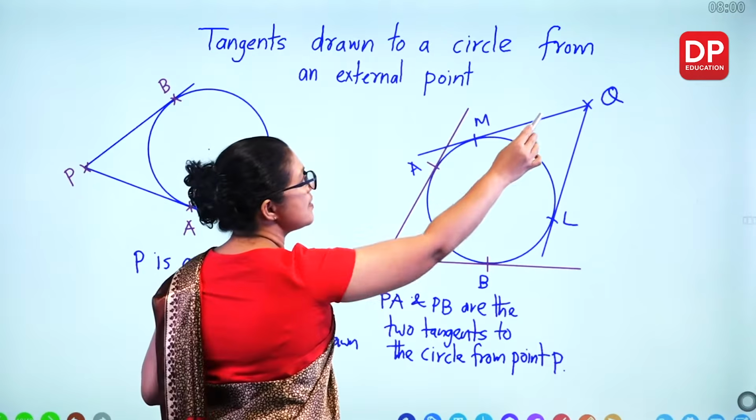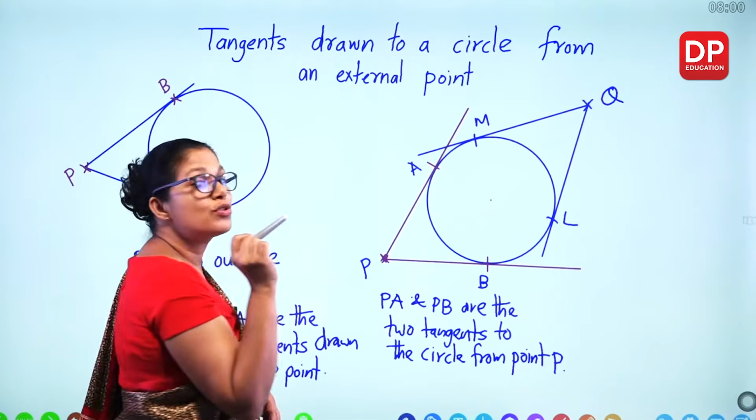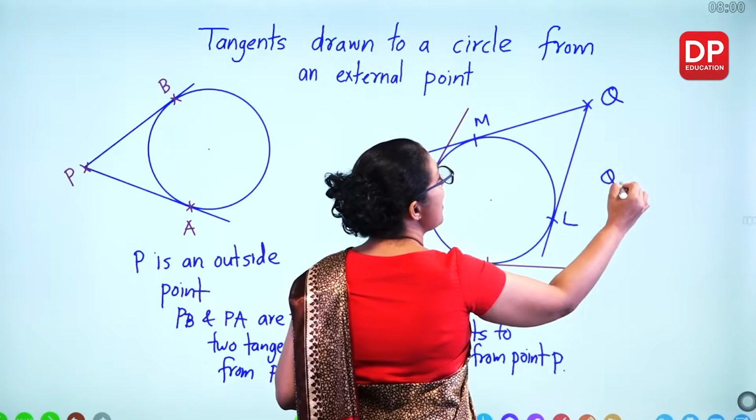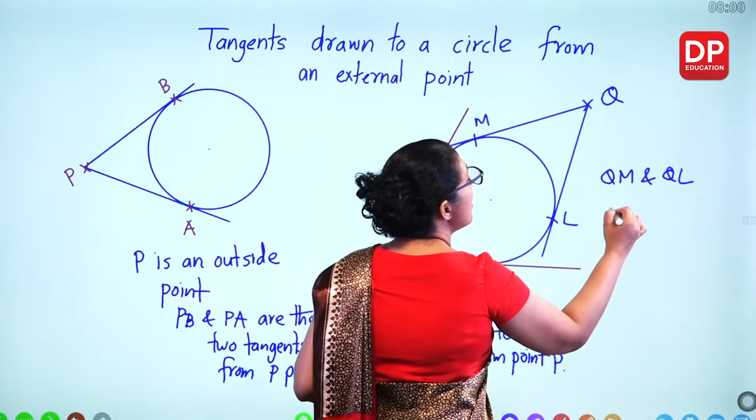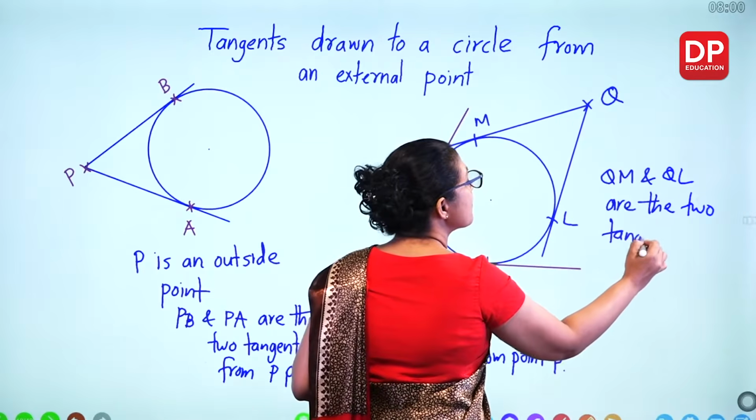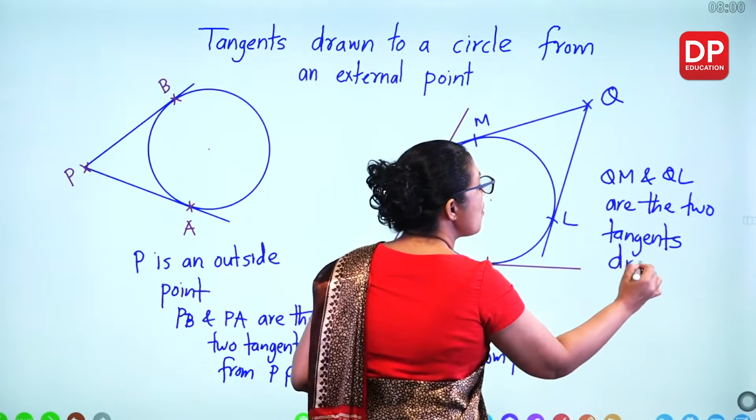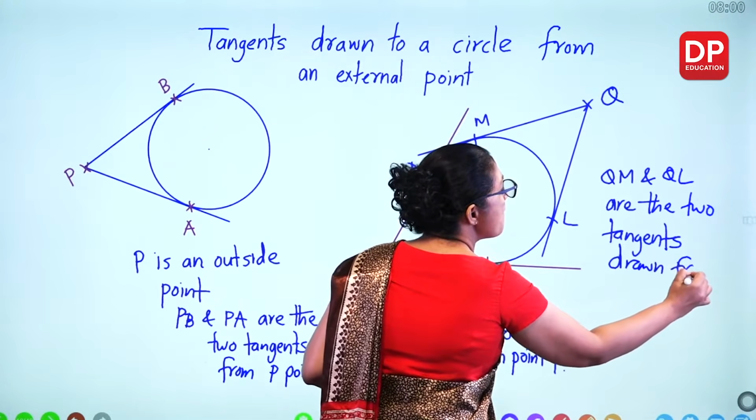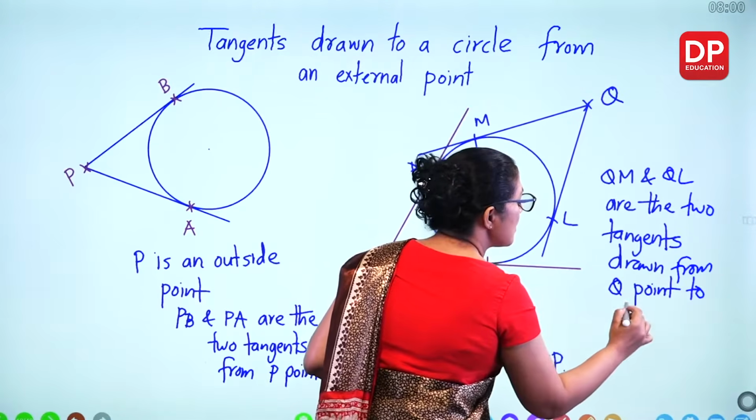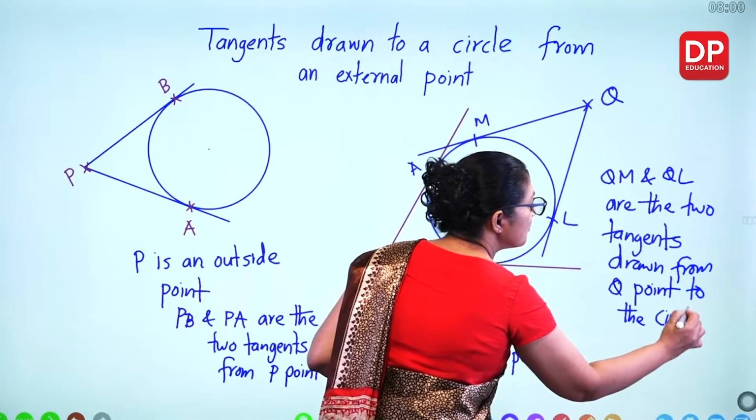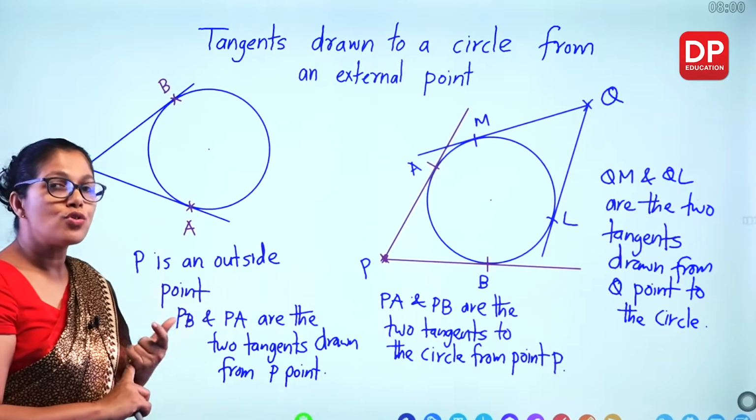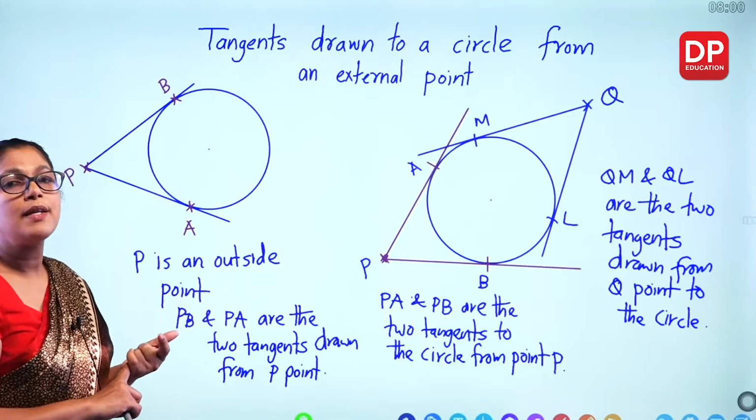Now look at this one. This outside point is Q. So what are the 2 tangents? QM and QL. So I can write QM and QL are the 2 tangents drawn from point Q to the circle. So how many tangents can we draw? We can draw 2 tangents from an outside point.